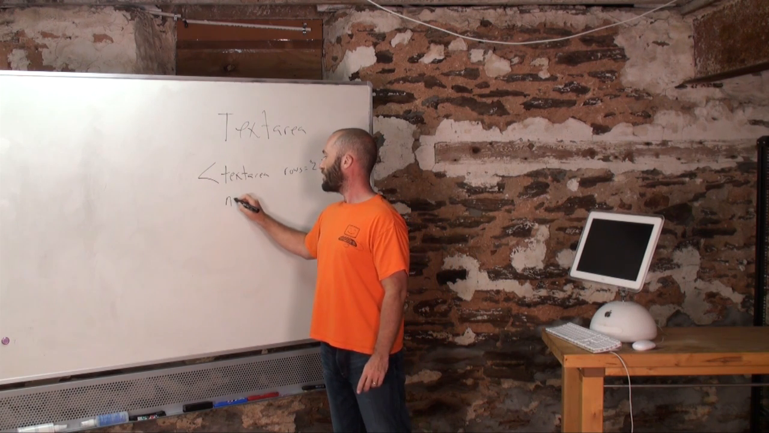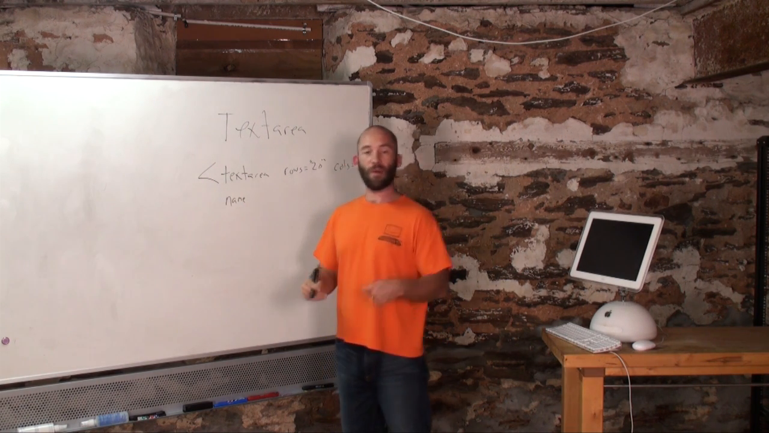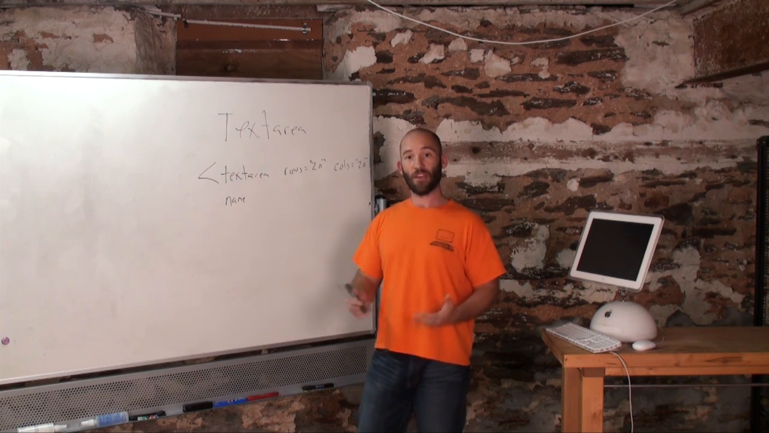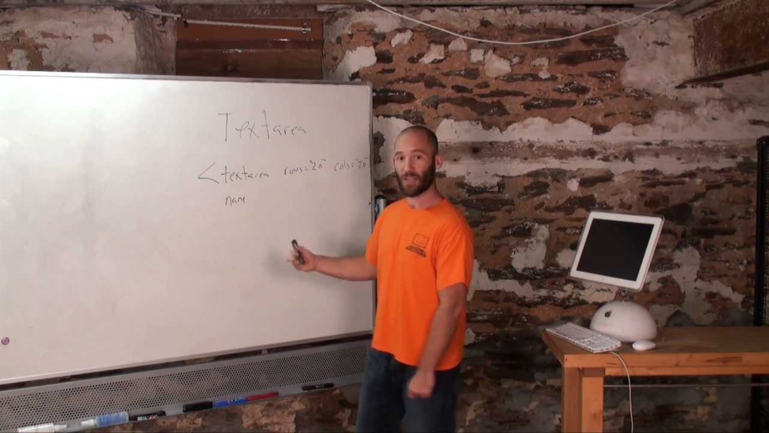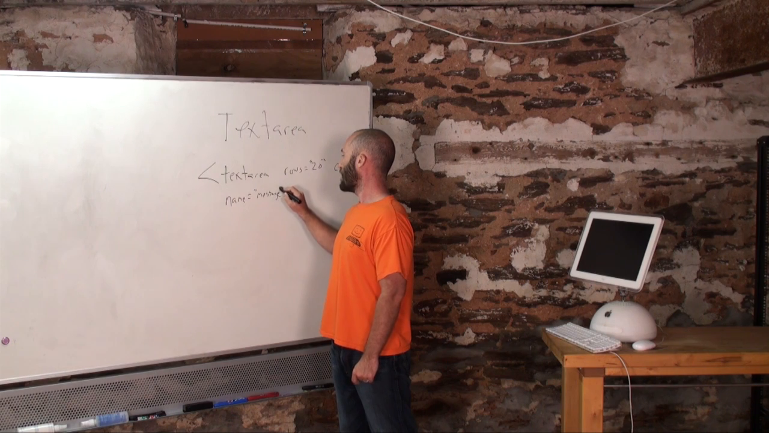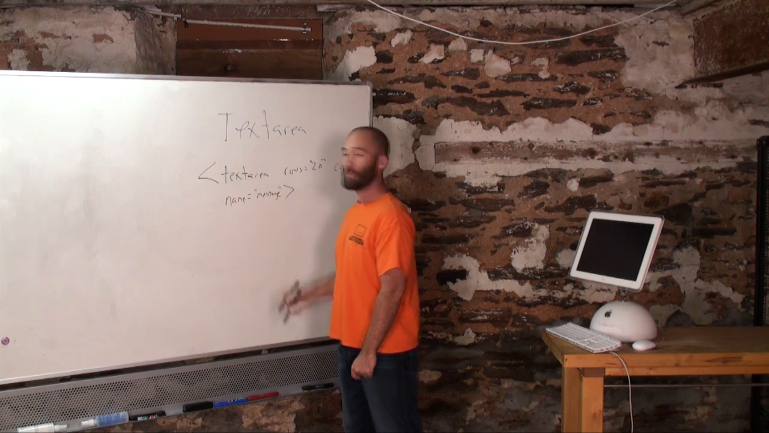Then we have to give it a name, because as we talked about before with forms in PHP, we have to be able to tell the PHP code what this information is so it can turn it into a variable. So today we're just going to do name equals message, because this is going to be the message box. Close double quotation marks, and then close bracket.